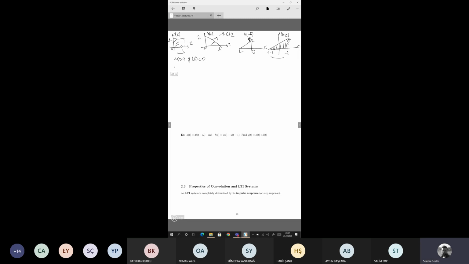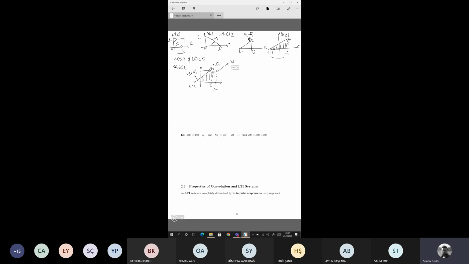So for t in the interval 0 to 1, what do I have? First, let me plot x of tau. x of tau is simple. It is 1 here. So this is my x of tau. Then I will also plot h of t minus tau. It starts from t minus 1 and ends with t. So this multiplication is defined only in this interval, right? h of tau multiplied with h of t minus tau is non-zero in the interval from 0 to t, sorry.